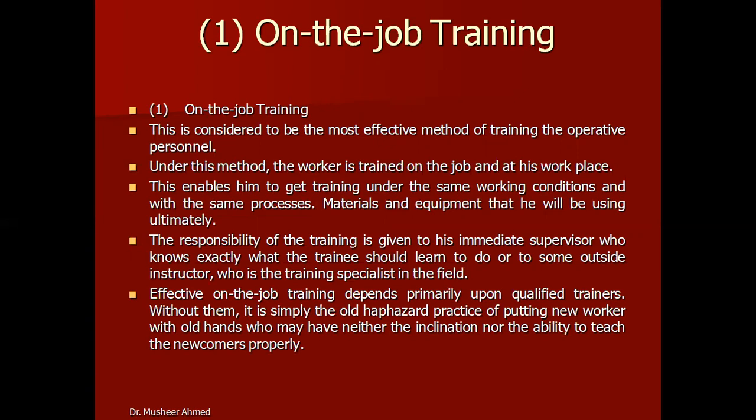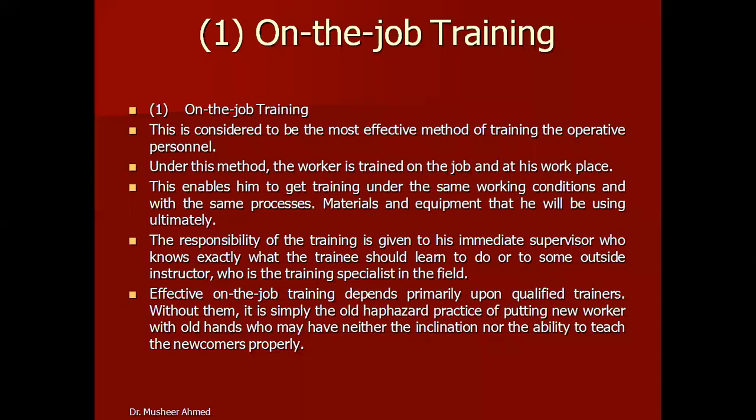The first is your on the job training. First method is your on the job training, right? Let's understand what it is, right? On the job training is one of the most effective methods of training the operative personnel. Those people who are working at the operative level, on the job training is the most important method for training them on the job, because they will be doing their job, along with that they will be getting trained also, right?